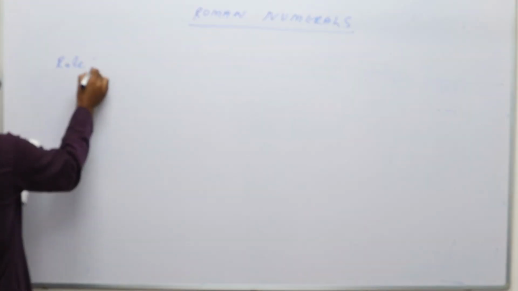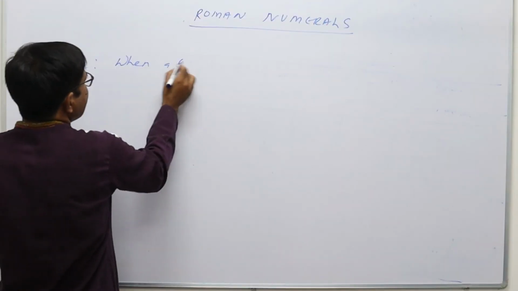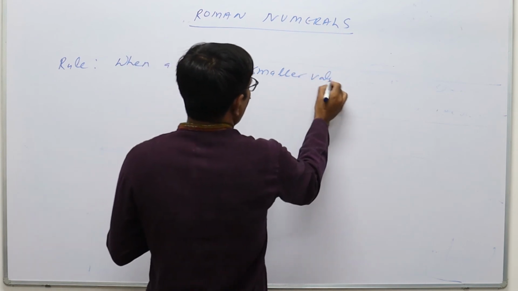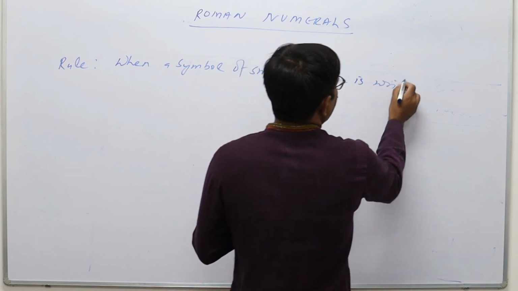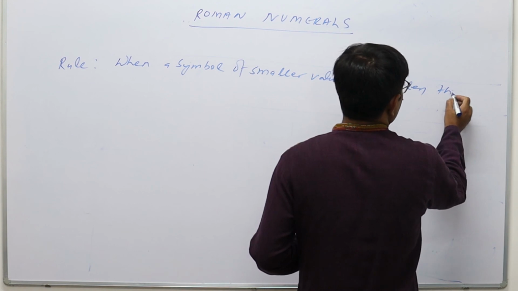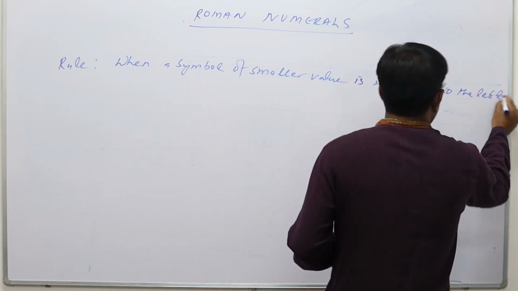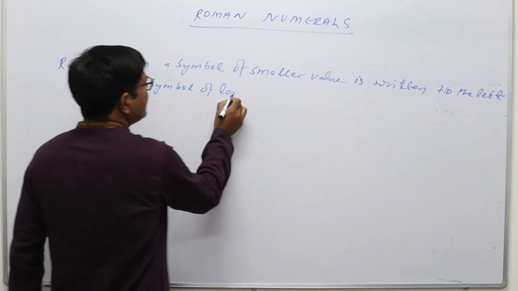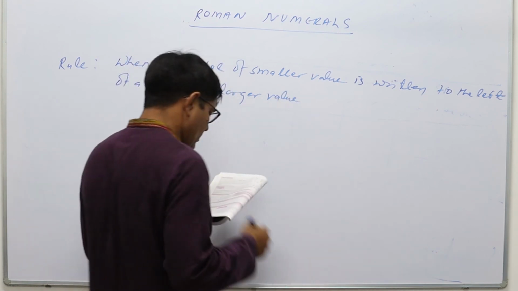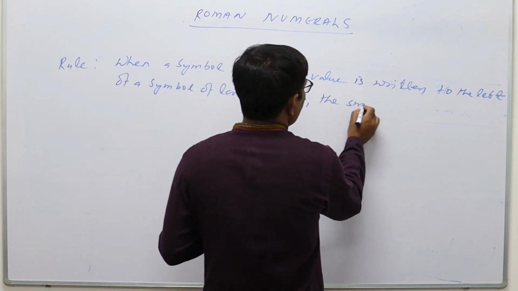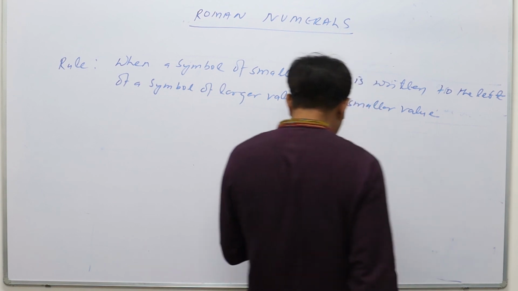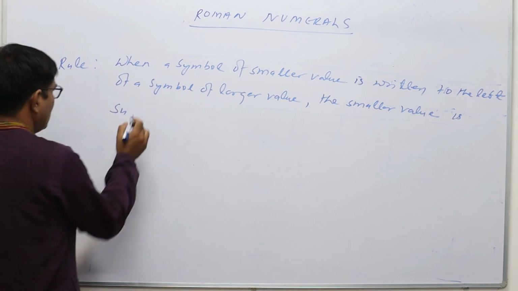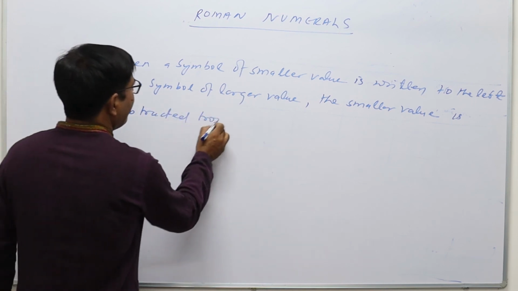So rule 3: when a symbol of smaller value is written to the left of a symbol of larger value, the smaller value is subtracted from the larger.